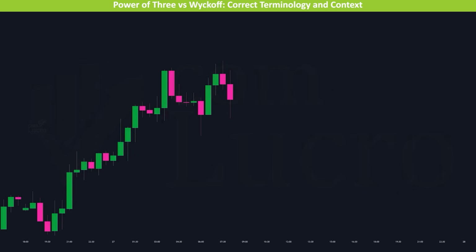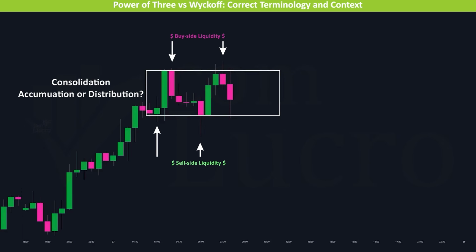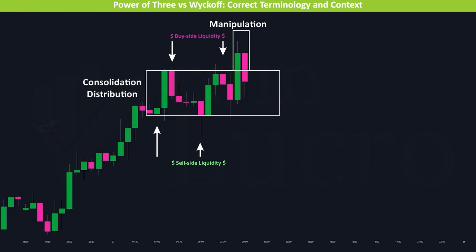The strategy itself does not change at all, only the terminology used to describe the phases. It is important to understand that during a consolidation, you never know in real time whether it will result in accumulation or distribution. A consolidation only reveals its true nature after the next phase unfolds. Because of that, labeling a range too early as accumulation or distribution can be misleading.